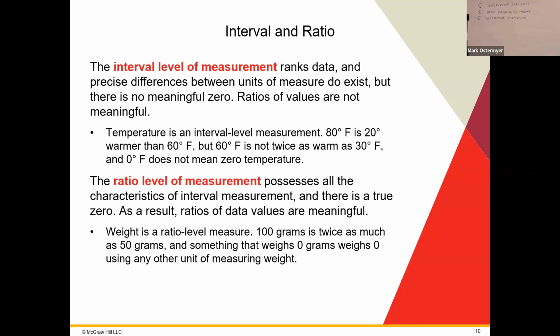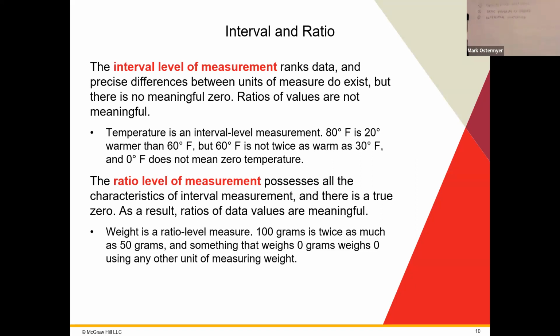80 degrees compared to 60 degrees Fahrenheit. Okay, 80 degrees Fahrenheit is 20 degrees warmer than 60 degrees. So the difference between those two temperature values does have meaning. And obviously we can rank those temperatures from smallest to largest. But I have a question for you. Is there such a thing as an absolute zero on the Fahrenheit scale? Is there such a temperature as 0 degrees Fahrenheit? Anybody?